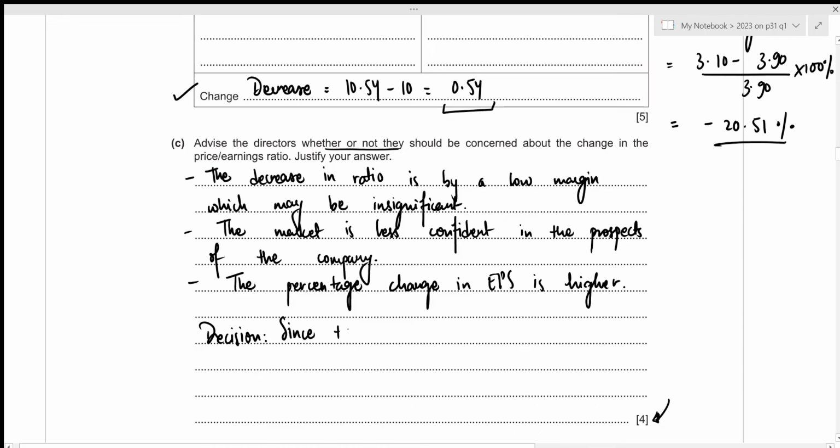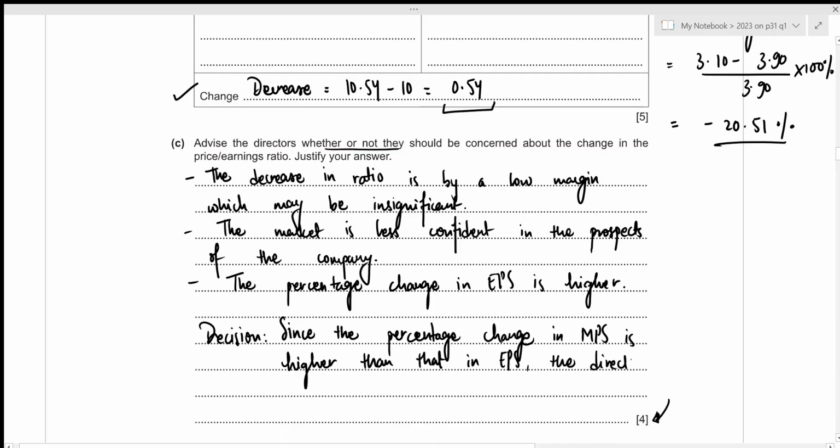Since the percentage change in market price per share is higher than that in earnings per share, the directors should be concerned about the price earnings ratio.